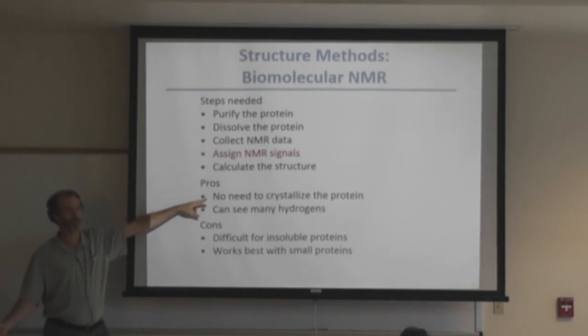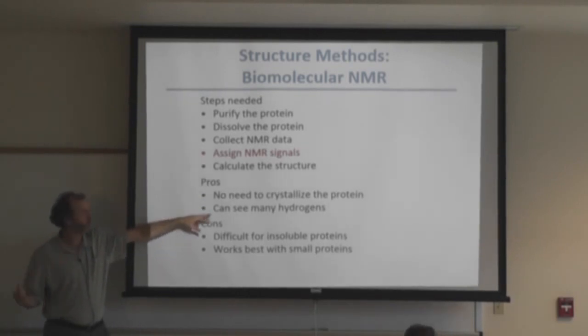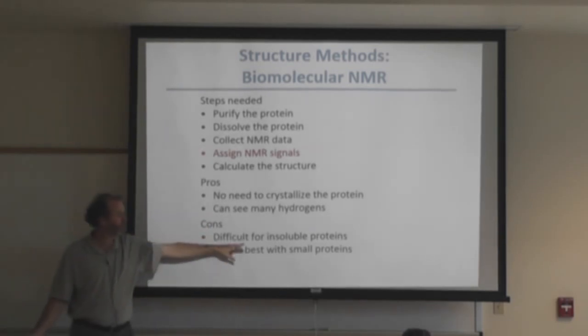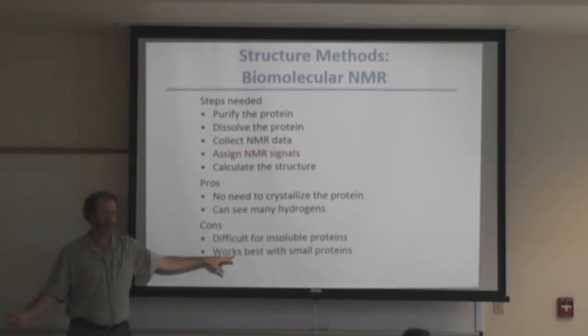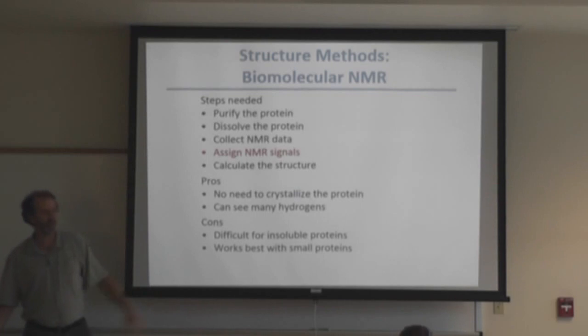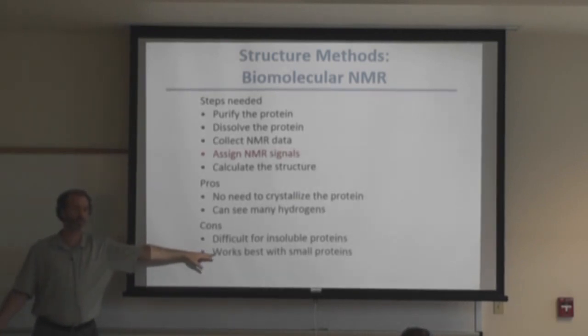Pros: no need to crystallize the protein, which can be a real hassle. And then you can see the hydrogens. And the cons: it's difficult for insoluble proteins, even though the lab I worked in would use membrane proteins. And then it works best with small proteins. Why would you have to have small proteins? Anybody know how NMR works?